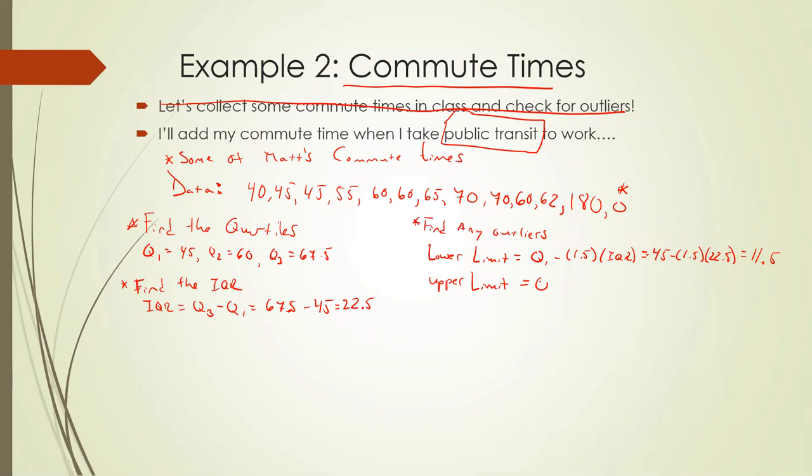Okay. Now let's find the upper limit, which is Q3 plus 1.5 times the IQR, which is 67.5 plus 1.5 times 22.5. And Pamela, I hate to put you on the spot again, but you were really quick there. Thank you. I really appreciate the help. So any value above 101.25 is an outlier. So this is an outlier here.